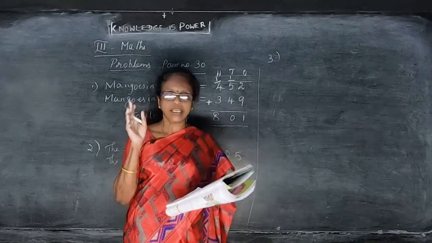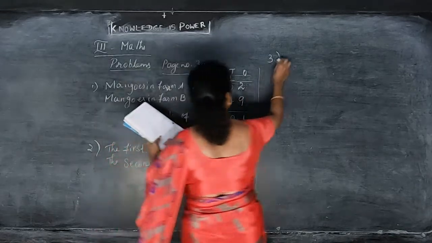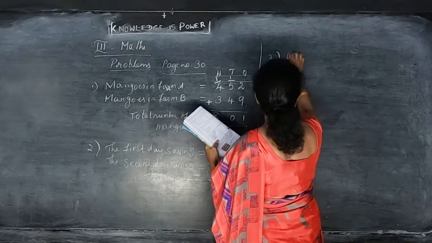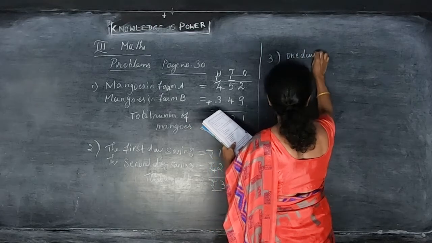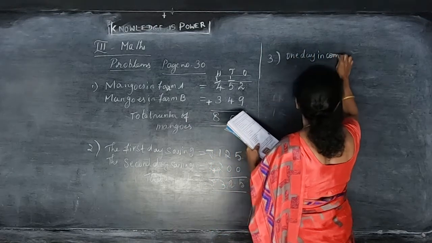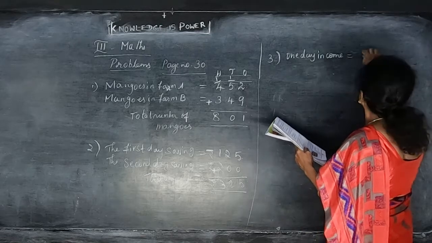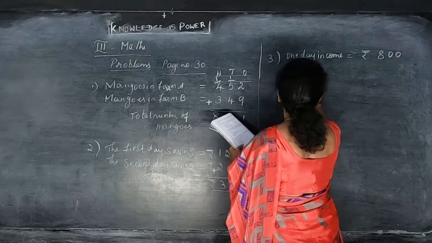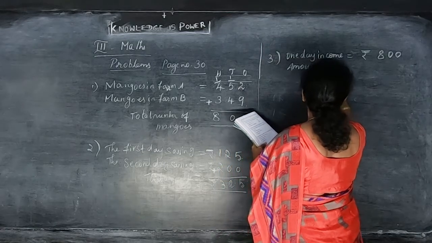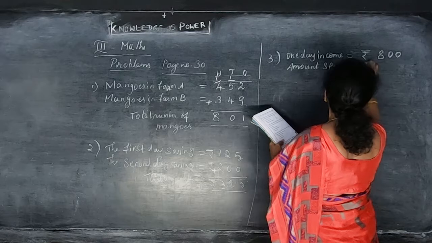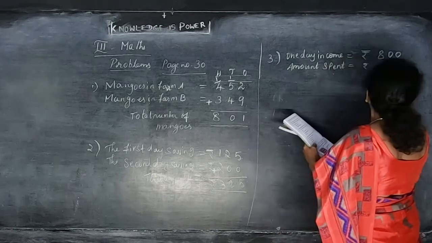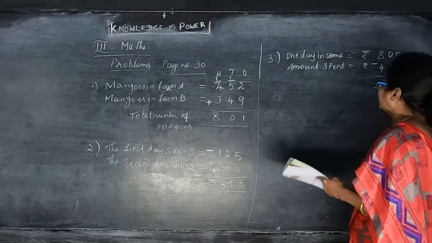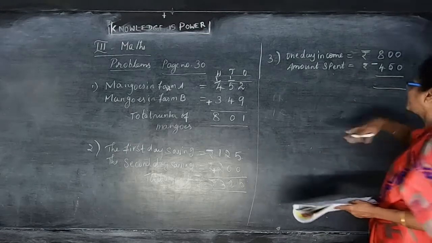Okay. So his earning is 800 in a day. So you can write the statement. One day income. One day means one day, income. One day income, that is equal to rupees 800. And then amount spent. How much is he spending? That is equal to rupees 450. So what do we have to do? We have to minus. Spent means he is spending. So when you say spending, that will be going out of your hand.